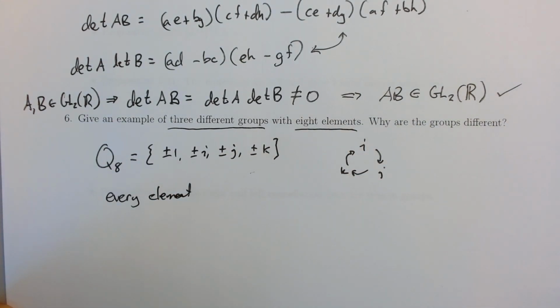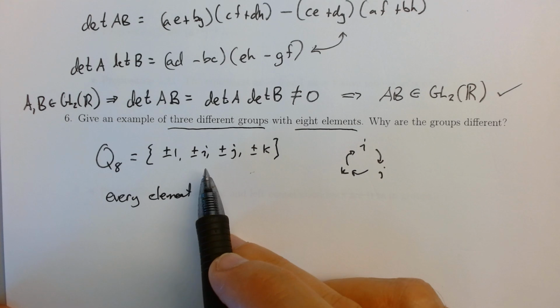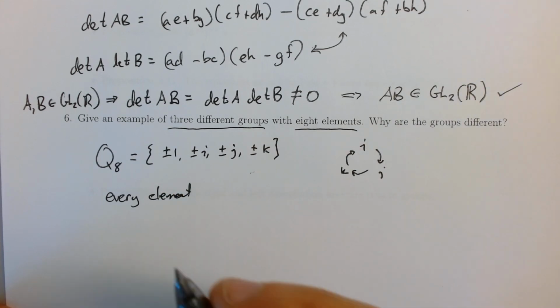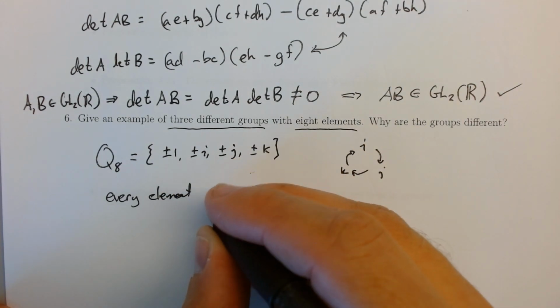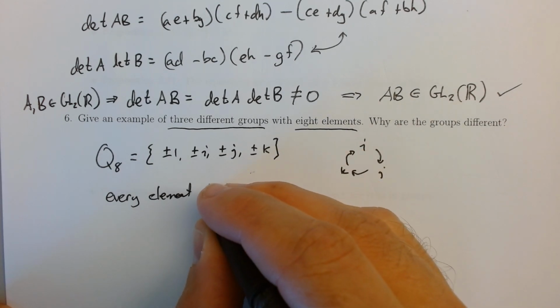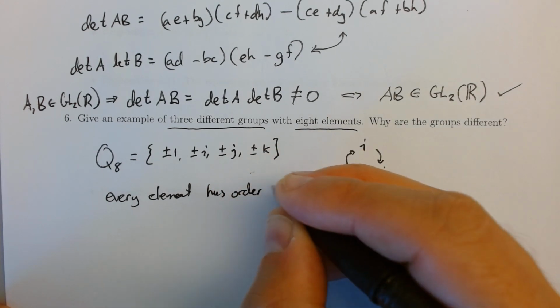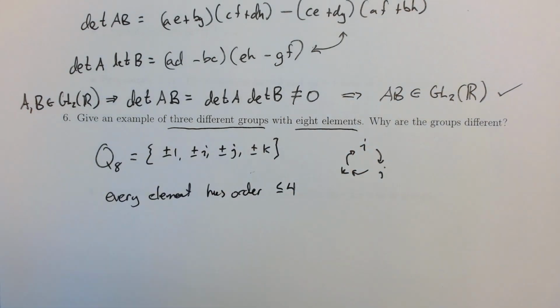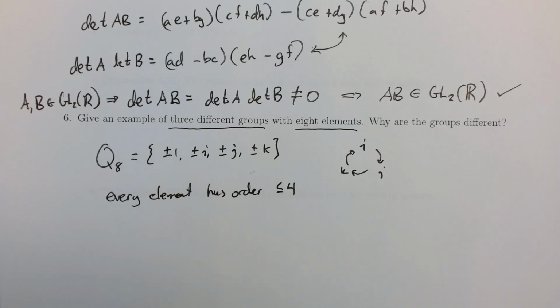So here, every element has order 2. Or wait, no, because i squared is negative 1, so to get back to 1, I have to take it to the 4th power. So we'll say every element has order less than or equal to 4. So i, j, and k and their negatives all have order 4. 1, of course, has order 1. That always has order 1. And then negative 1 has order 2. So you have an element of order 1, an element of order 2, and then 6 elements of order 4.